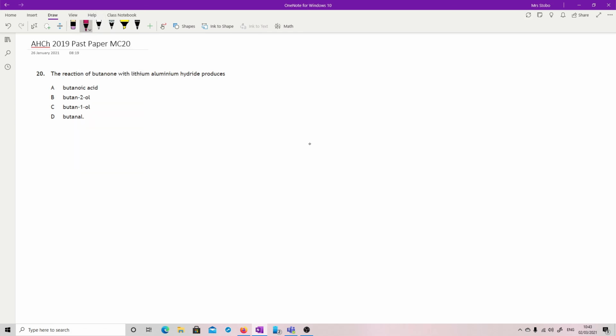The reaction of butanone with lithium aluminium hydride produces... so we are looking at a reduction reaction from a ketone. So let's put the ketone in just because it's easier if you see it. Here's our ketone. Doesn't matter where you put it because it can only be on the second carbon. We're going to reduce that, so it's going to go to the secondary alcohol. And there we go.